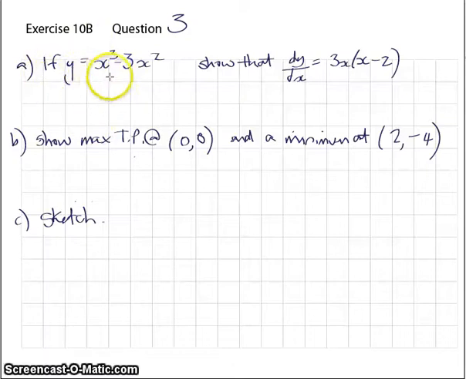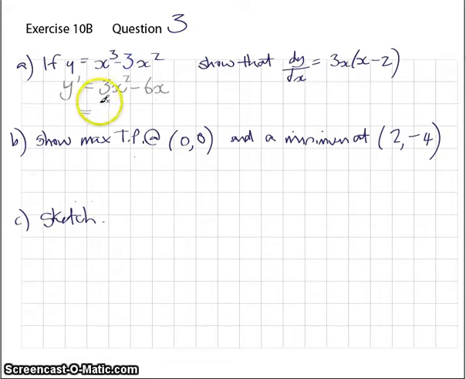The question firstly asks us to start by considering if this is the original function, that we can show that the derivative becomes this that's written over here. So I'm going to start by looking at it term by term using the power rule. So this becomes 3x squared minus 6x.